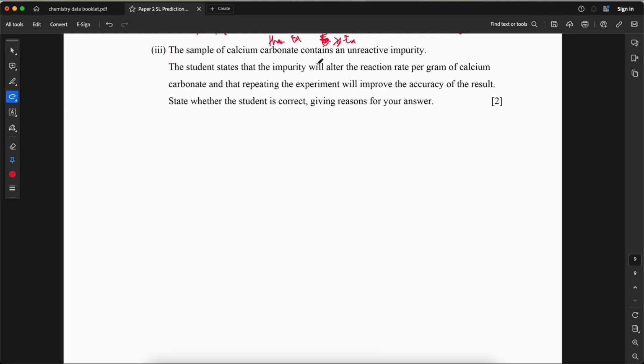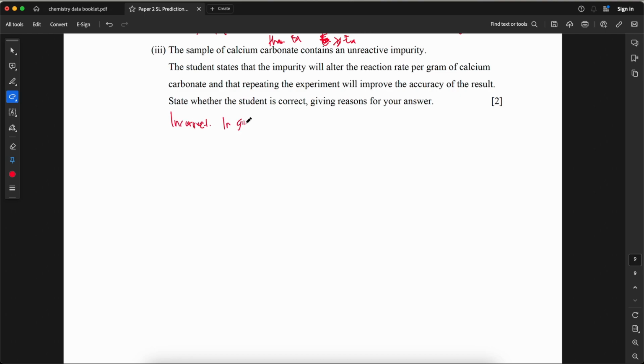The sample of calcium carbonate contains an unreactive impurity. The students state that the impurity will alter the reaction rate per gram of calcium carbonate, and that repeating the experiment will improve the accuracy of the result. State whether the student is correct, giving reasons for your answer. The answer is incorrect.